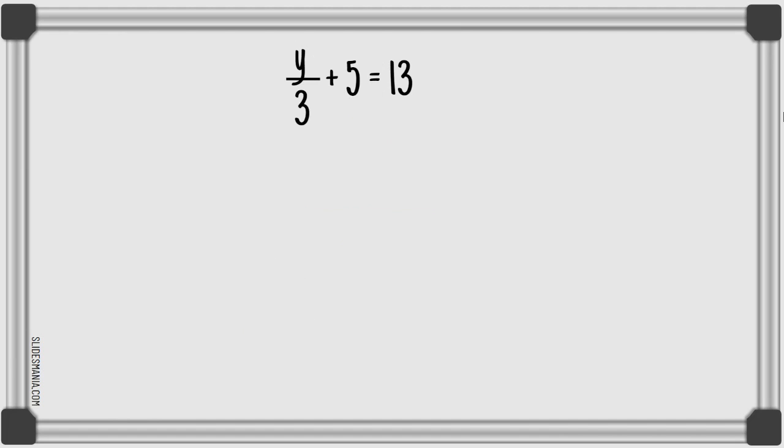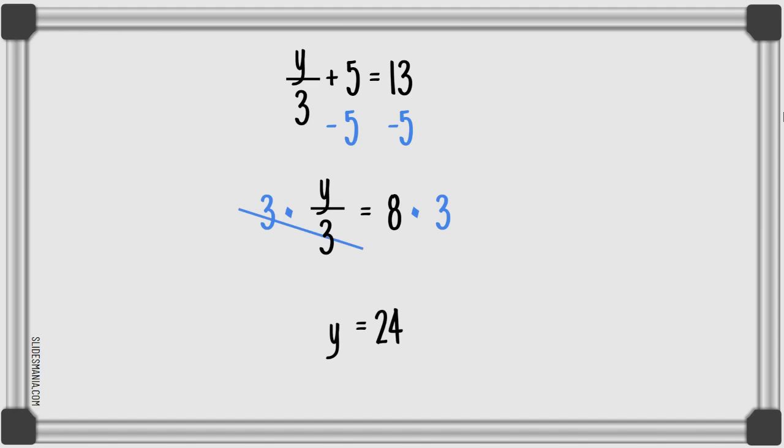Here, let's undo the plus 5. So we are going to minus 5. Next, you have y divided by 3. So the opposite of divide is multiply. Multiply both sides by 3. So y is equal to 24.